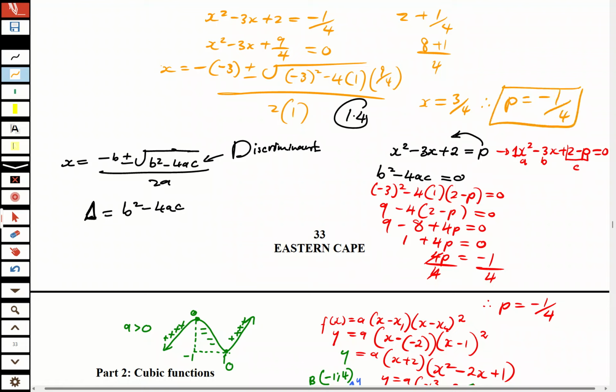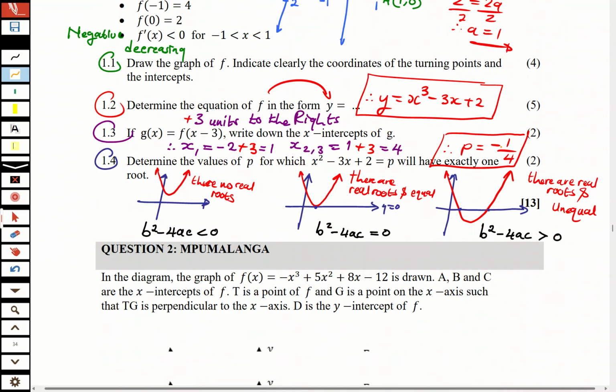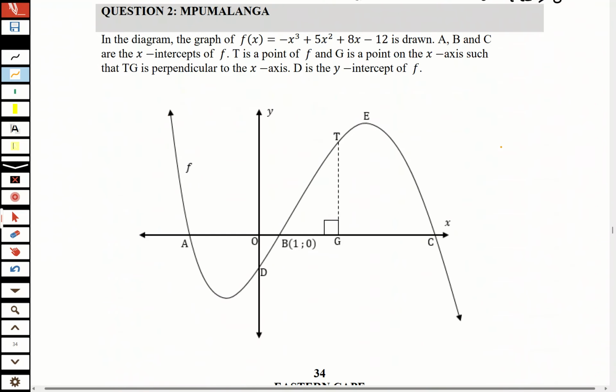But you didn't need to go ahead and prove that. I just wanted to show you for the sake of learning and understanding what's really happening there. So now, guys, let's take a look at question 2.